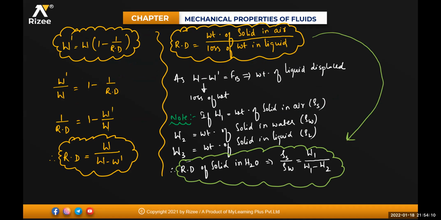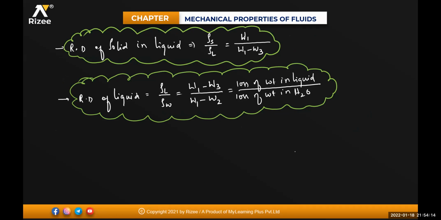Relative density of solid in water, W1 divided by W1 minus W2. Relative density of solid in liquid, W1 divided by W1 minus W3. And relative density of liquid will be loss of weight in liquid divided by loss of weight in water. That is W1 minus W3 divided by W1 minus W2. Clear? Any doubt in this one to anyone? Clear, beta? Sure.